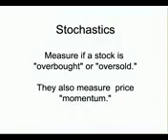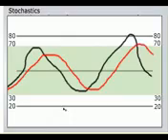Let's take a look now at stochastics. It's an indicator commonly used, and it's at the bottom of every one of our stock charts. And it measures if a stock is overbought or oversold, and it also can measure price momentum. Stochastics are made of 2 lines. One is the K line, and one is the D line. In this case, the K line is the black line, which is a faster moving, more volatile line than the red D line. These 2 lines oscillate between 0 at the bottom of the graph and 100 at the top.